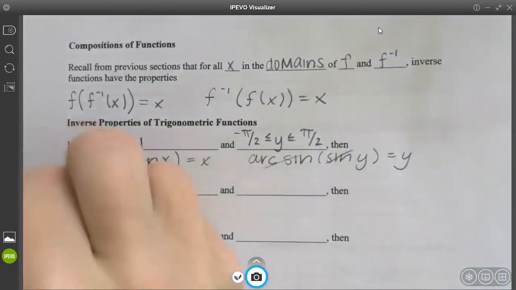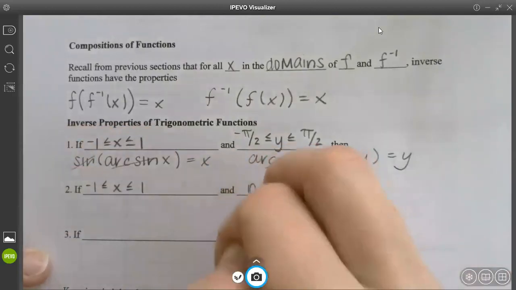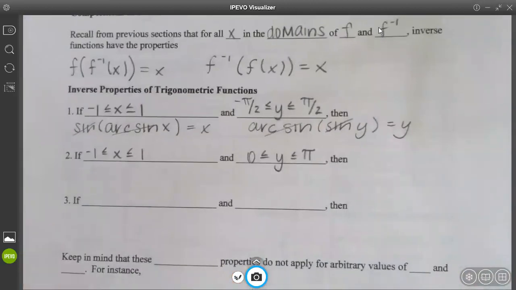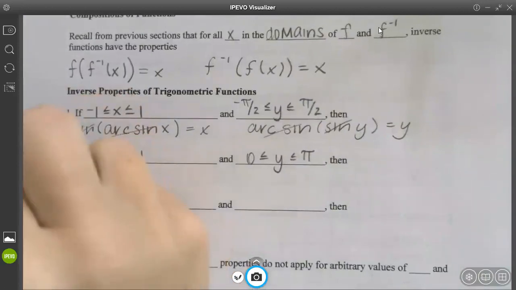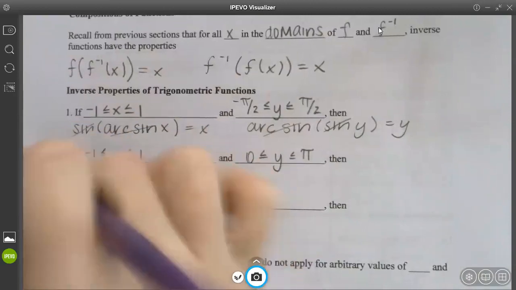What if we're between -1 and 1, but 0 and pi on the y? That's cosine. It is the same exact thing. So cosine arc cosine x equals x, and then arc cosine cosine y equals y. It's the same thing. So sine, not sine, cosine.